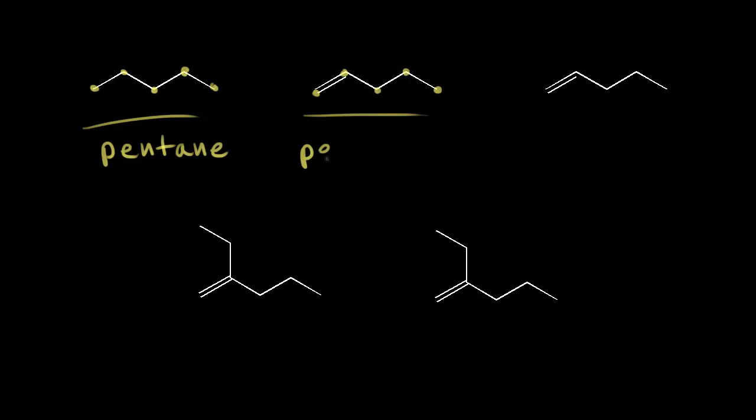So we start with pent, indicating 5 carbons present, but since there's a double bond, we need to change our ending from ANE to ENE. So let me write in here ENE, and we'd call this molecule pentene. We want to number it to give the lowest number possible to our double bond. So we start from the left. This would be carbon 1, this would be carbon 2, 3, 4, and 5. So our double bond starts at carbon 1, and we could write 1 pentene. If you leave the 1 off, it's implied that the double bond starts at carbon 1.